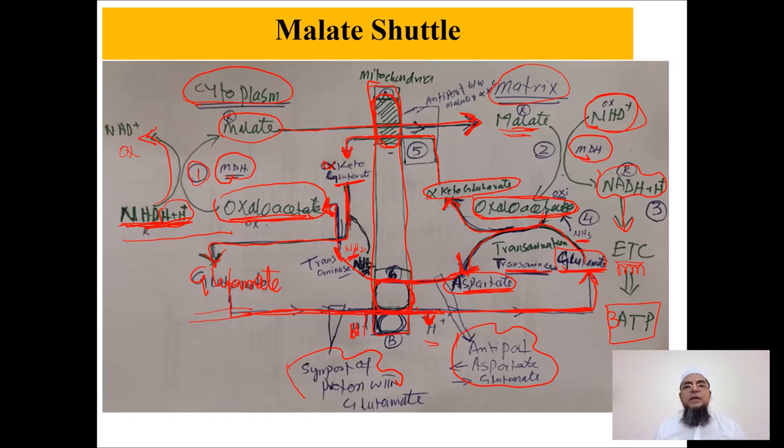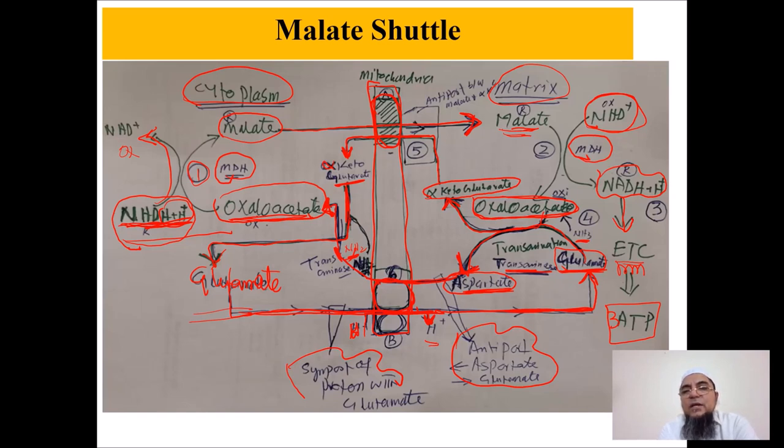Let me repeat it again for you. What will happen when there is a cytoplasmic NADH? Cytoplasmic NADH, say for example in glycolysis, has to be transferred to the mitochondria because it cannot cross the mitochondria, so it will attach with the oxaloacetate. Oxaloacetate will convert into malate. Malate will cross the mitochondrial membrane and enter into the mitochondria.